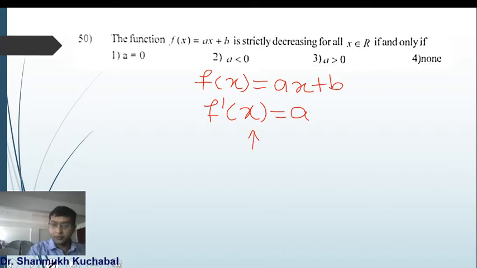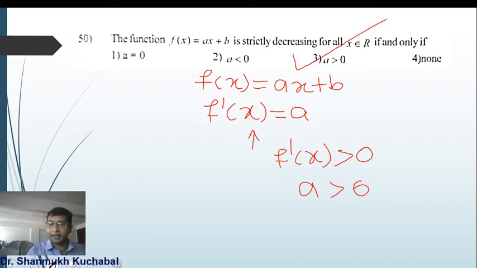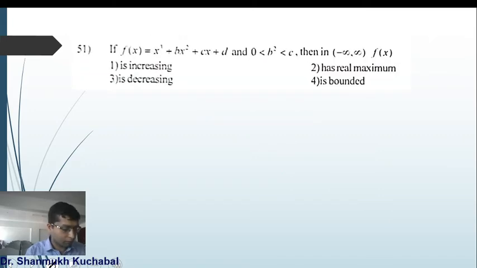So we have to take f dash of x, the first order differentiation, greater than 0 by definition. So f dash of x, this is a, is greater than 0. Therefore option 3, a greater than 0, is the right answer. Yes, you can take a screenshot. Yes, we'll move to our next example.